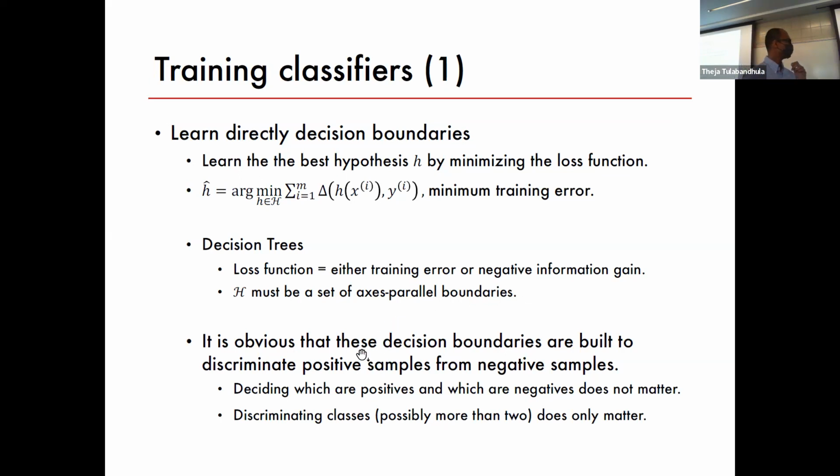And a minor point here is that these decision boundaries are really built to discriminate between positive and negative samples. Deciding which side is positive and which side is negative is not super important, okay? Basically, the discrimination itself is what is important, in the sense that you can flip the positives and negatives and you'll get the same answer, unless you change the loss function or something like that. Unless you do special treatment, it's not the absolute value of which one is positive or negative. You just need to know that one is different from the other. Okay.